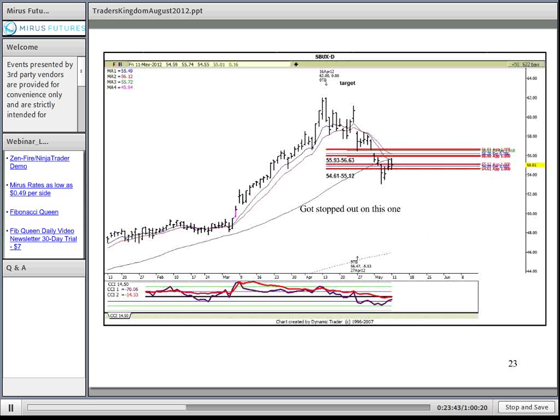This next example is, again, a setup that initially rallied, but guess what? Stop would have been here. So you would have gotten stopped out in this one.